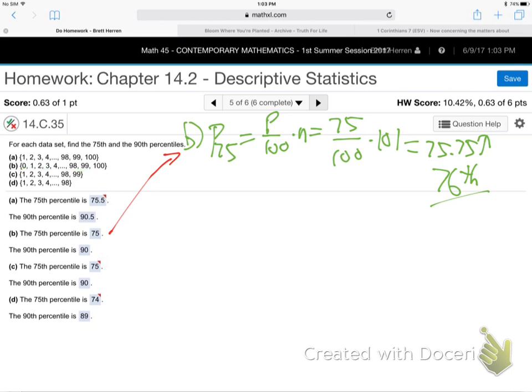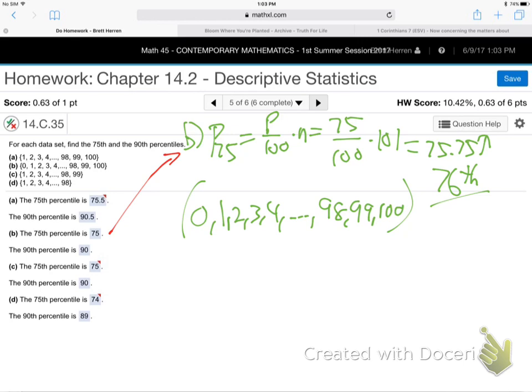To see how to do it, if you start at 0, 1, 2, 3, 4, all the way to 98, 99, 100, what's the 76th number? 75. Wait, is that right? Yeah. Right, it's one below. Does everybody see that?